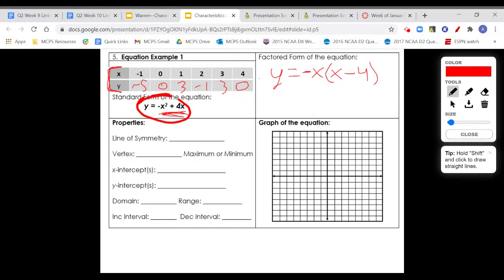So -1, -5, and this graph is unlabeled, so we're just going to have to count. Right? 0, 0, 1, 3, 2.